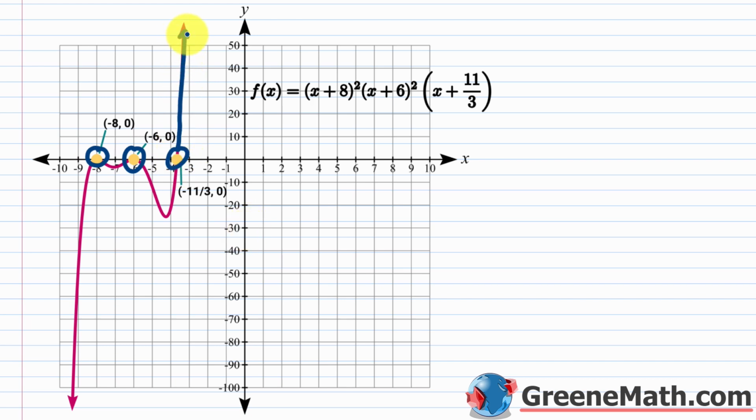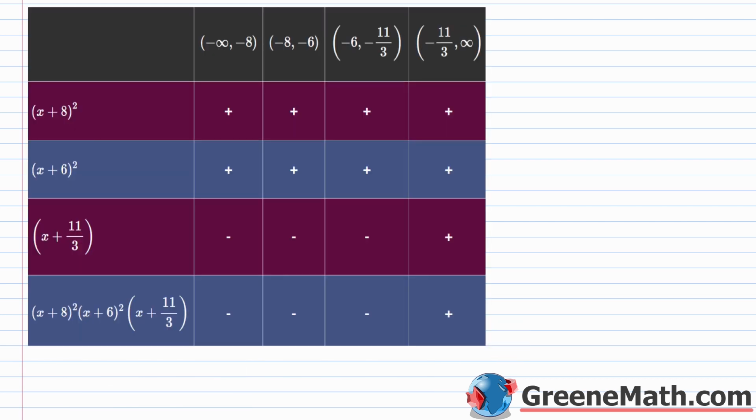So basically you would have an answer where x is equal to -8, or x is equal to -6, or x is greater than or equal to -11 thirds. So just going through and using a table, this is your interval that is less than -8. This is between -8 and -6. This is between -6 and -11 thirds. And this is greater than -11 thirds.